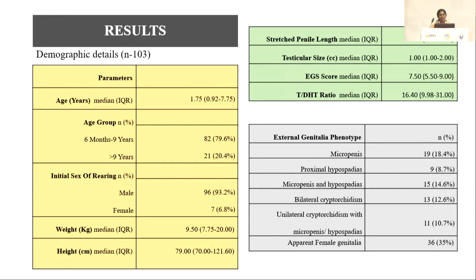So the results: the median age is 1.75, and we found that almost 80% of the study population fell under the age group of 6 months to 9 years. The data on stretch penile length, testicular size, external genitalia score were also described, and the DHT ratio in suspected 46XY-DSD cases. And also the distribution of the external genitalia phenotype among our study participants was discussed. It includes groups with micropenis, proximal hypospadias, a combination of both, cryptorchidism, both unilateral and bilateral, and apparent female genitalia, which constituted the majority of the population.